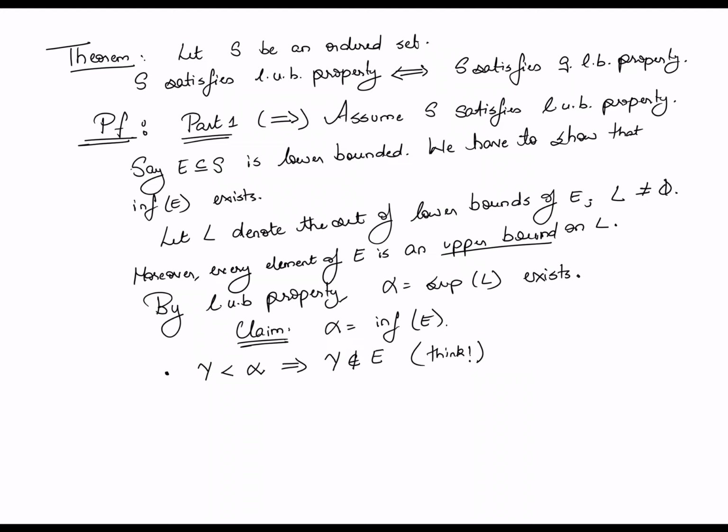Now if I invert this statement, that A implies B is of course the same as negation B implies negation A. If I invert this, that means that if gamma does belong to E, then gamma is going to be greater than or equal to alpha. And what does that mean? That alpha is less than or equal to every element of E. This implies that alpha is a lower bound.